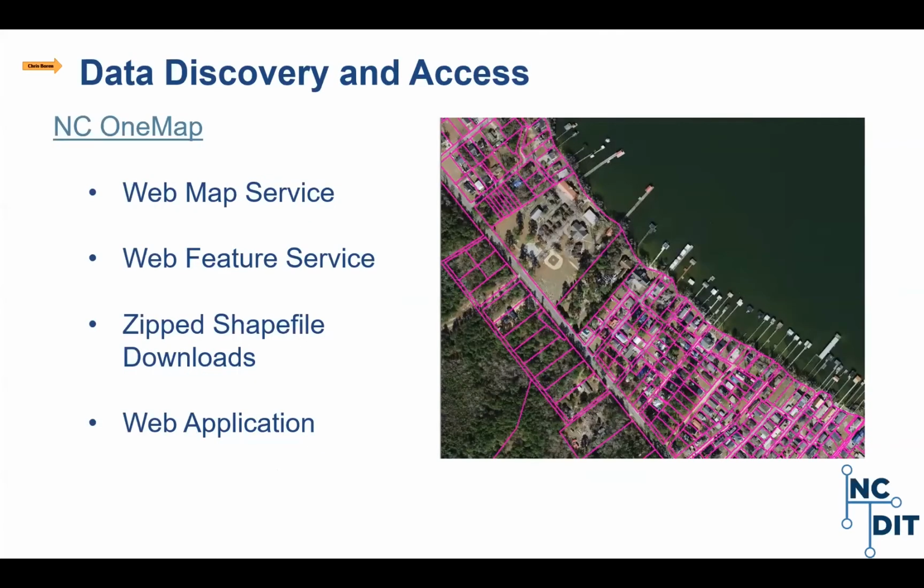So access to the seamless statewide data set can be found within NC1 map. The data are provided in several formats, which I'll show in a few minutes. These are web map service, web feature service, zipped shapefile downloads, and there is also a web application for online lookup and display. And on NC1 map, you can also find the metadata and parcel standards documentation. The data is archived on a biannual schedule in line with NC1 map's archival policy.